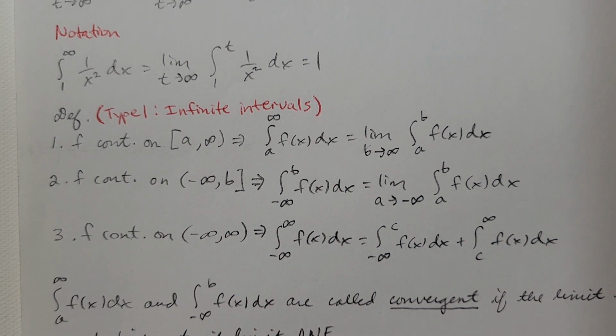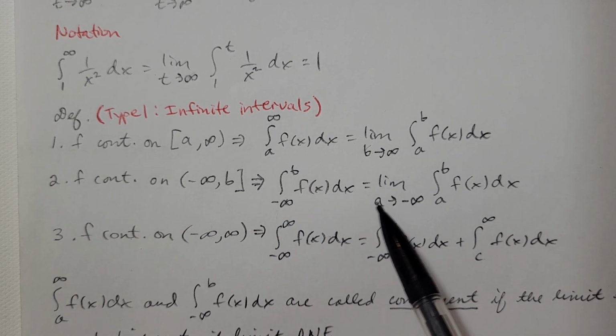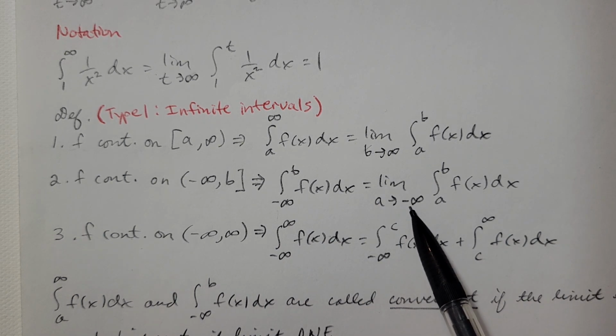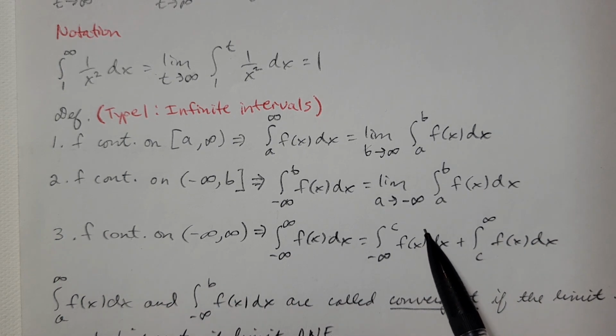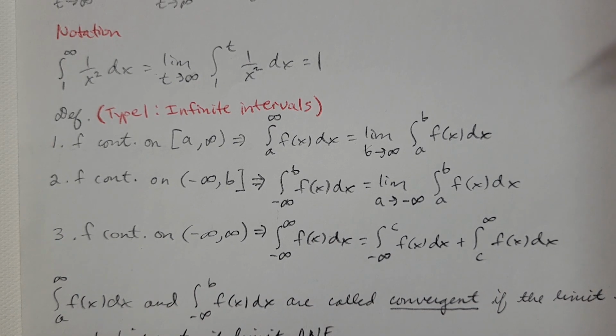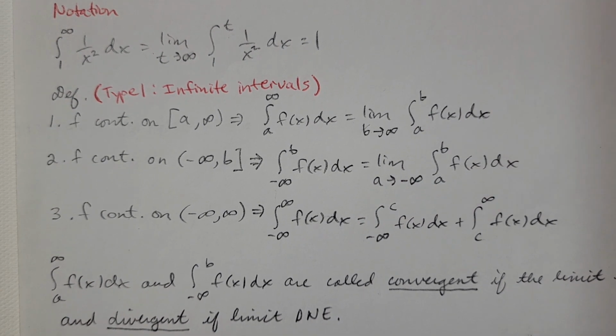If you have a continuous function on an interval going from negative infinity to b, including b there, then you're going to replace the lower bound with a. So you get the limit as a approaches negative infinity of the integral going from a to b of f of x dx. And if you have a continuous function on the entire number line, then you want to integrate that function, or the area underneath the curve.